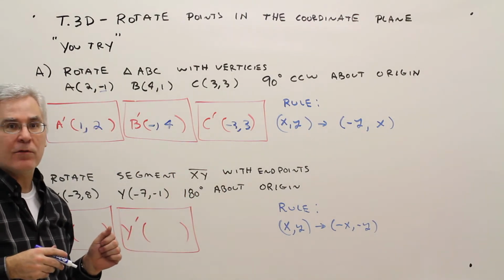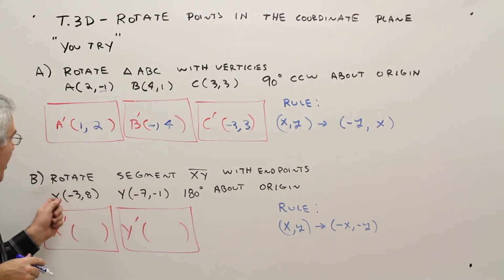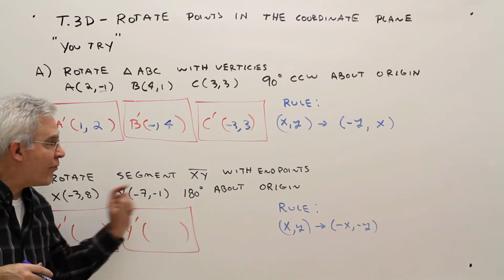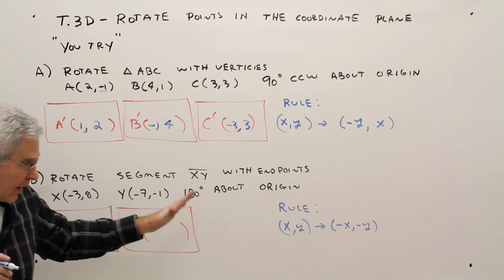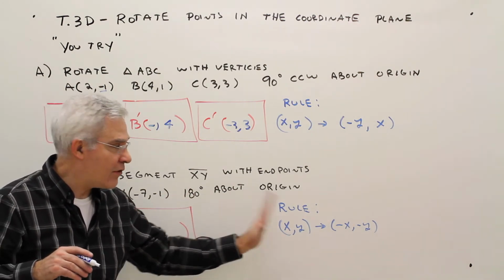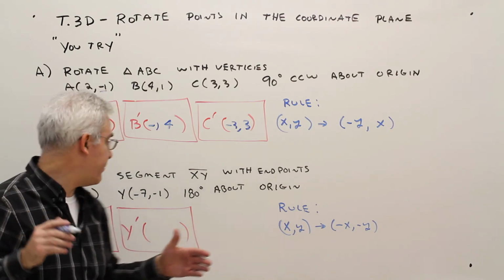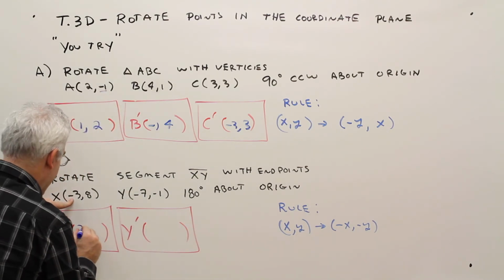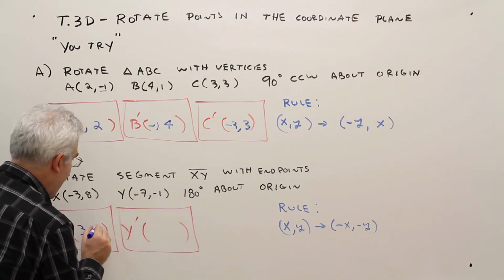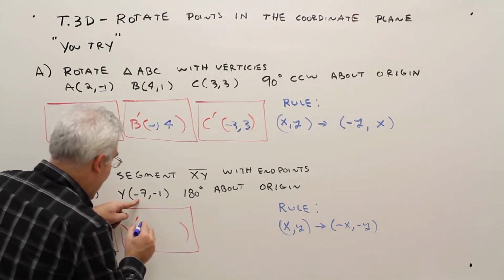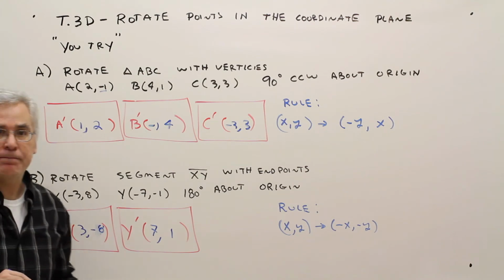Part B, rotate segment xy with endpoints x and y as shown 180 degrees about the origin. Again, direction does not matter. The rule once again is you just change the signs. This one's easy. Just whatever the signs are, changing them. So negative 3, change signs 3. 8, change signs negative 8. Negative 7, change signs 7. Negative 1, change sign 1. Done.